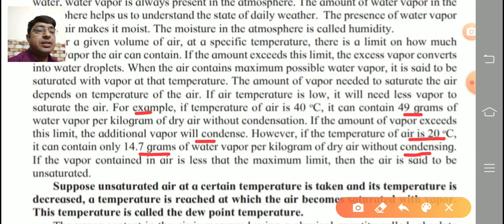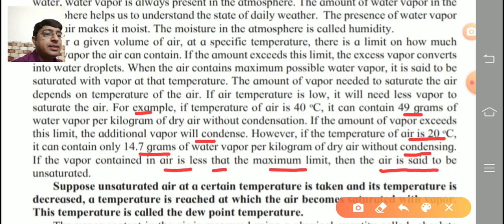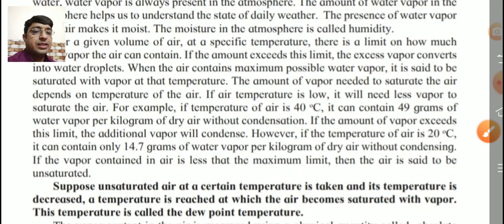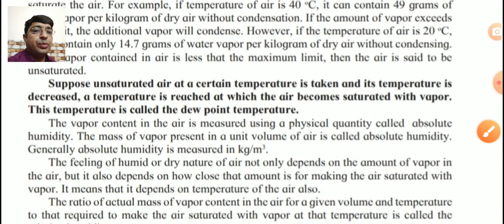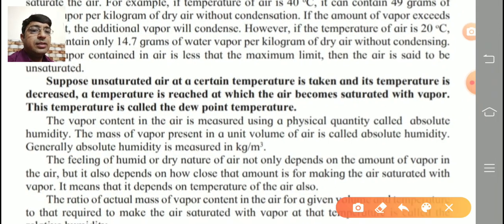If the vapor content in air is less than the maximum limit, then air is said to be unsaturated. In that air we are not feeling moisturized air. So we learn here a new point, mark there. What is meant by dew point temperature? Yeah, dew point.